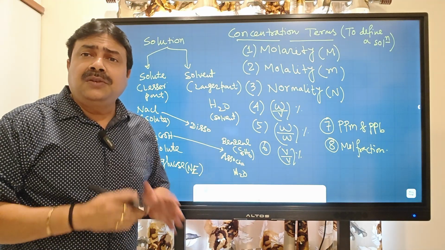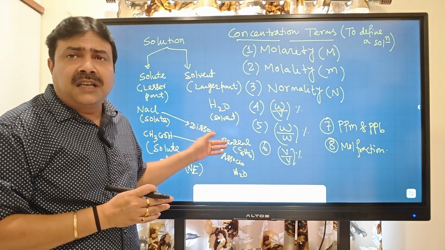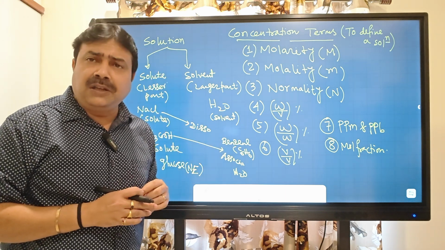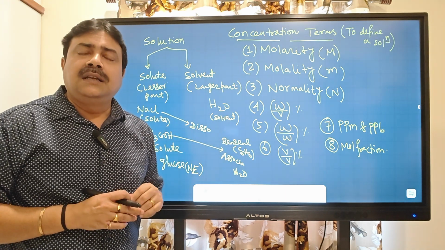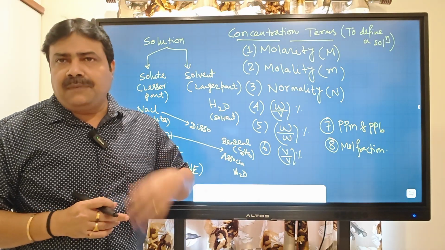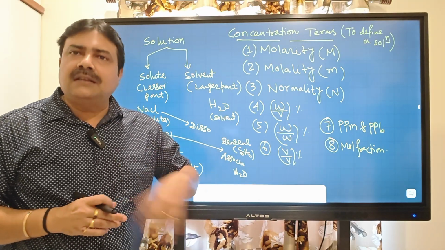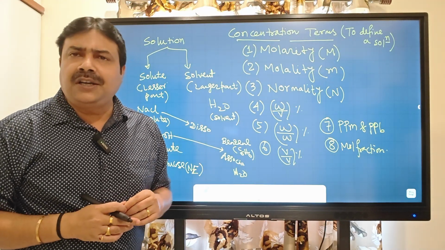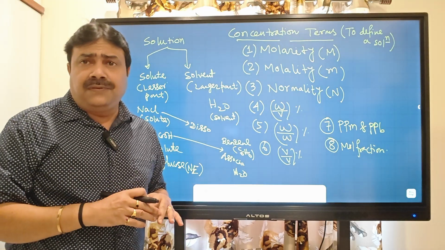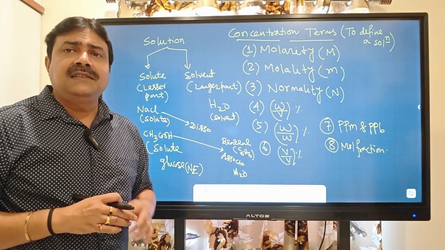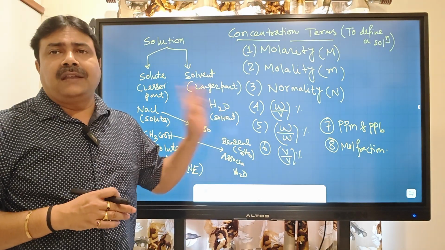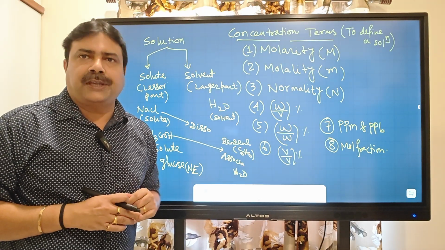Because generally we consider the solute to be a solid and the solvent a liquid, and the solute has a different nature. One type of solute will undergo dissociation, one type of solute will undergo association, another type not association, not dissociation, as it is, it's nothing but a non-electrolyte. Based on this different nature of the solute, the scientists developed different ways of concentration term to define the solution. Is it clear? Okay.